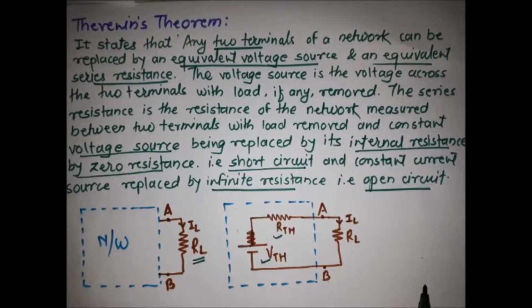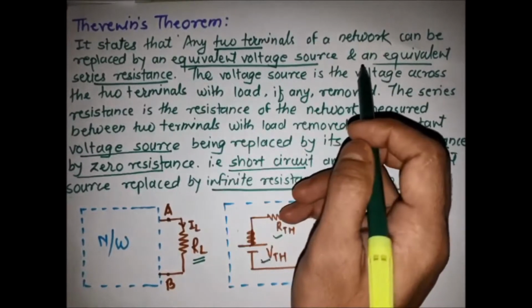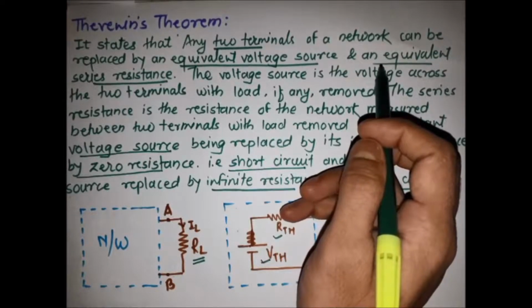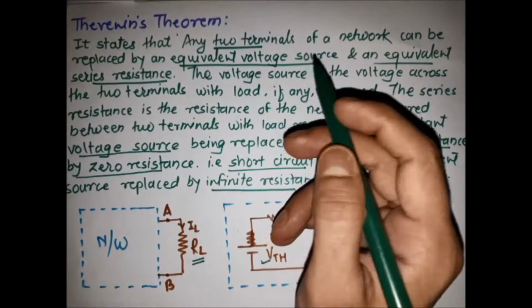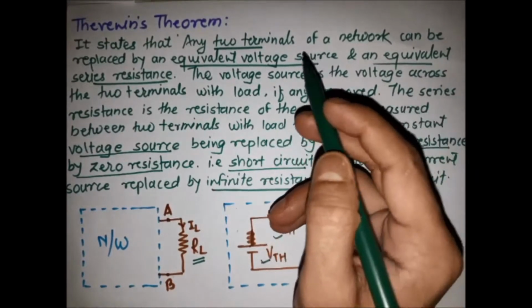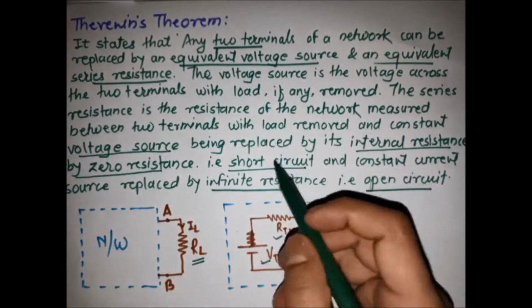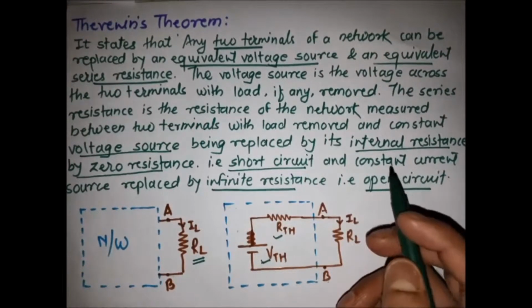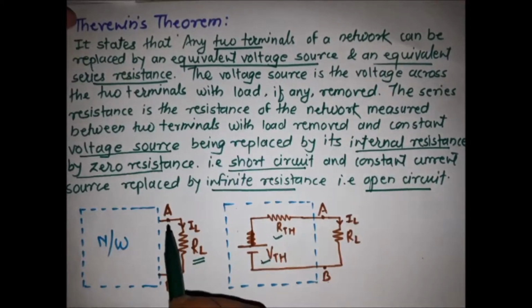Thevenin's theorem states that any two terminals of a network can be replaced by an equivalent voltage source and an equivalent series resistance. Through this theorem, we can reduce the circuit in terms of a voltage source and a series resistance, and it is also helpful for finding the current through any resistance or the voltage across any resistance.